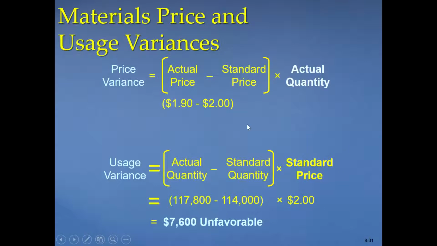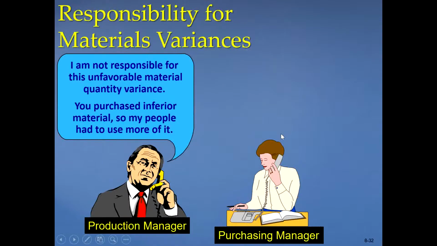So overall we have 7,600 as an overall unfavorable variance, and for the favorable variance this one. So together one is favorable and the other is unfavorable. You take a difference and it should be the same as what we have on the previous slide.